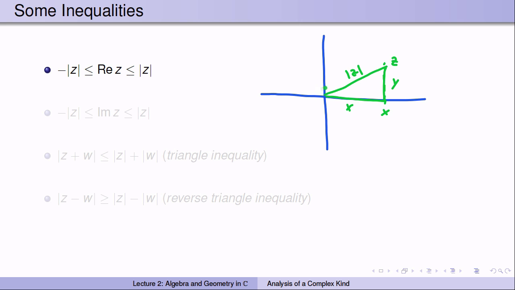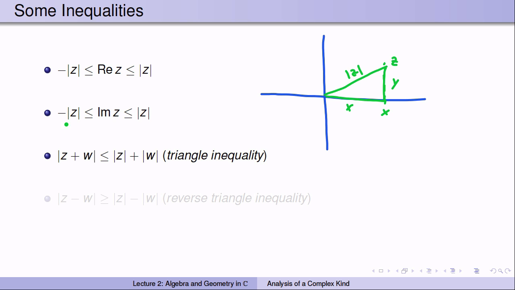And since they form a triangle, I see that this length here is certainly greater than or equal to either one of those two legs. And that's what's expressed here. The real part of z is less than or equal to the absolute value of z, and the same is true for the imaginary part. And because that's true in absolute value, we get the other inequality easily as well.